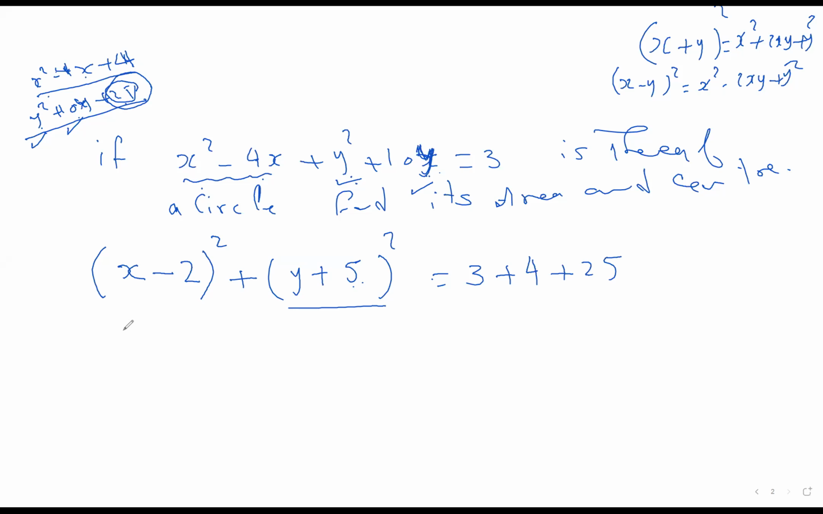So it will be (x minus 2) all power 2 plus (y plus 5) all power 2 equals 3 plus 4 plus 25, which is 32.